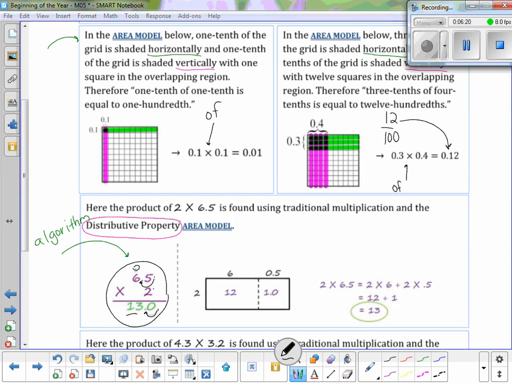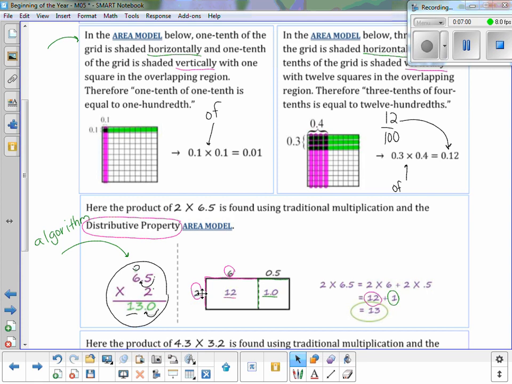So here are a couple of things that I heard you guys say. If we look at this, we have 2 times 6.5, or 6 and 5/10. So we're going to do 2 times 6, and we get 12. Think of this as this side is 2, and this side is 6. Then we have 2 times 5/10, and that's going to give us 1 whole there. Okay, so 12 plus 1 is 13. There's our answer for that.